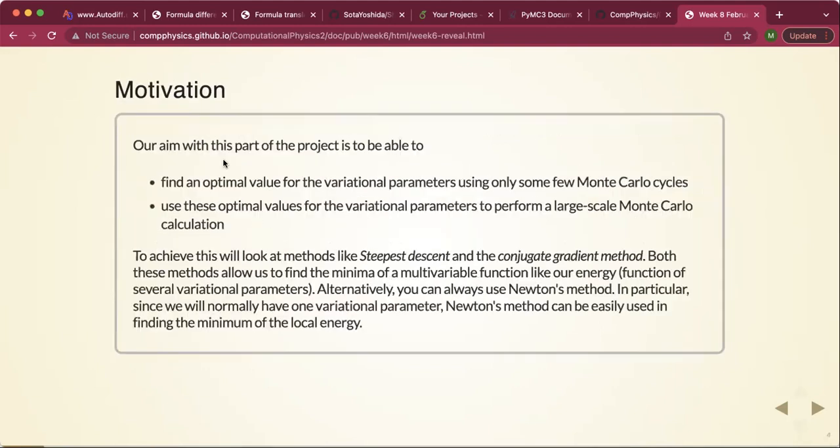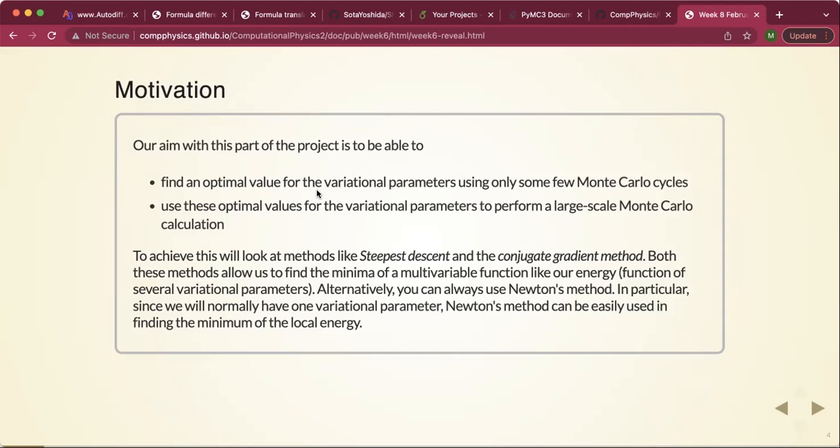The main aim with this part of the project is actually to find the optimal value for the variational parameters so that we only use some few Monte Carlo cycles. As we discussed last week, if we were to run the Monte Carlo evaluation for many variational parameters, so suppose we have 2 types of variational parameters and we have 10 values for each, you would end up having to perform something like 100 full-fledged Monte Carlo calculations.